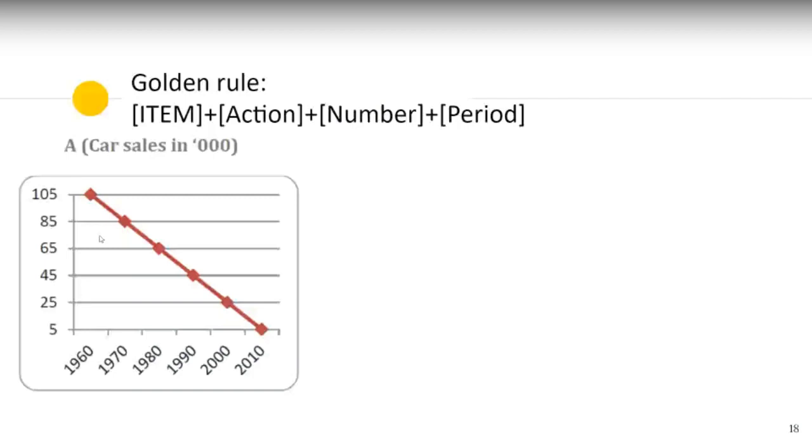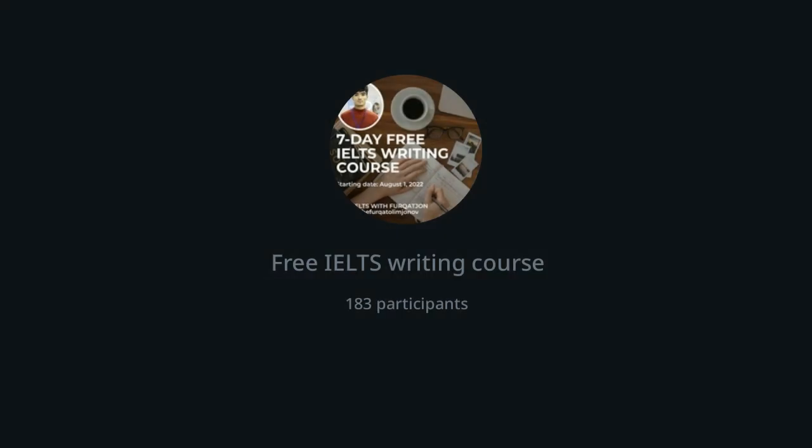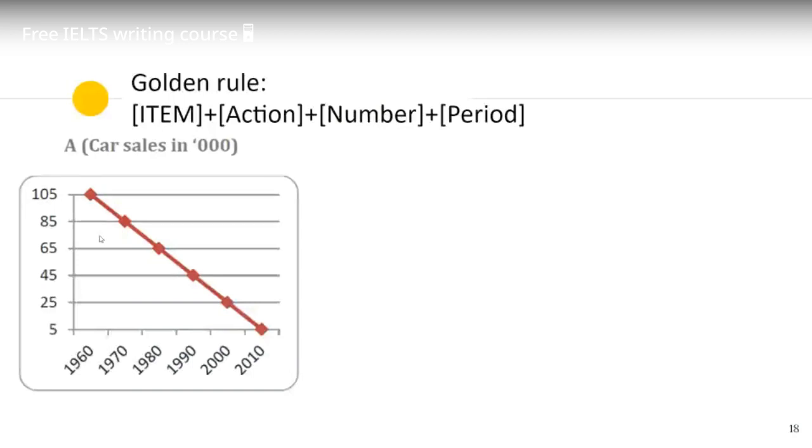So what about the others? "The number of car sales decreased sharply from." Yep, that's correct. "It was a considerable decrease." That's also correct. Yeah, that's good. "The number of cars decreased sharply." Correct. Yes. Okay, I think everyone got it.